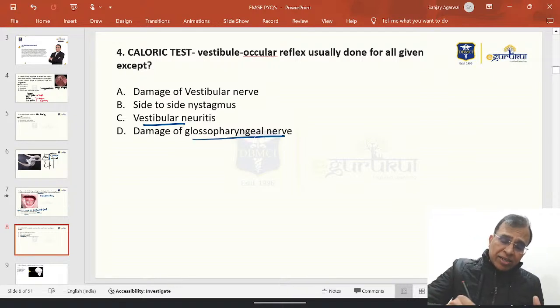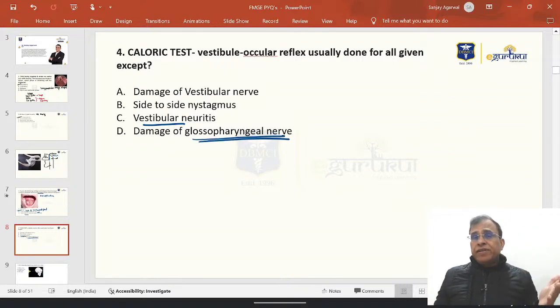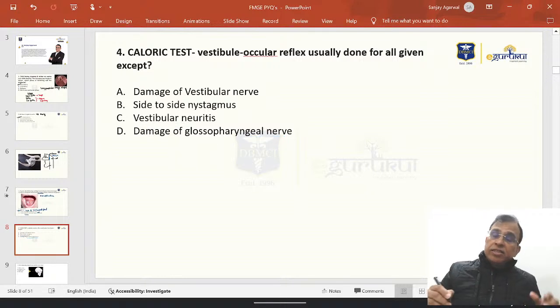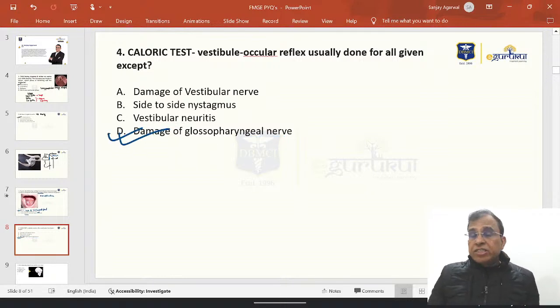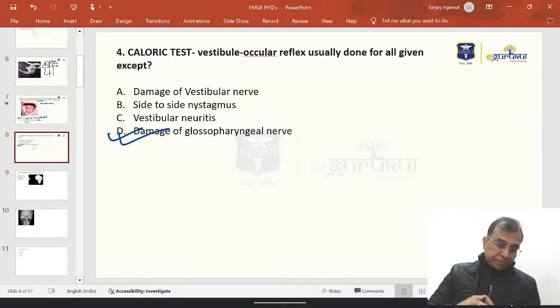And ninth nerve has nothing to do with the reflex. Ninth nerve does not supply the inner ear. Ninth nerve does not supply the eye also, and that's why damage to the glossopharyngeal nerve, which is ninth nerve, has nothing to do with vestibulo-ocular reflex. Very simple, straightforward question again.